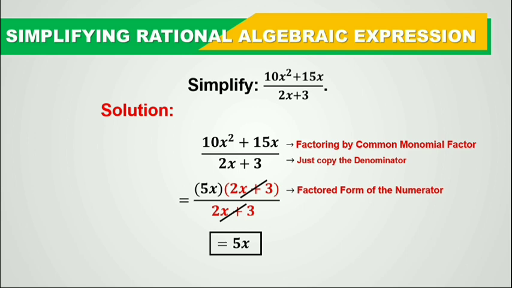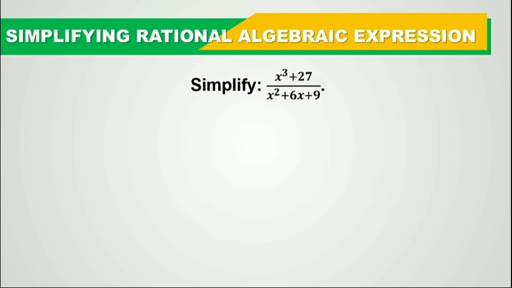You just have to learn how to factor the expression in the numerator, as well as the expression in the denominator, in order for you to simplify rational algebraic expressions. Now, what about this one? Let's simplify x cubed plus 27 all over x squared plus 6x plus 9. So let's copy this one first.